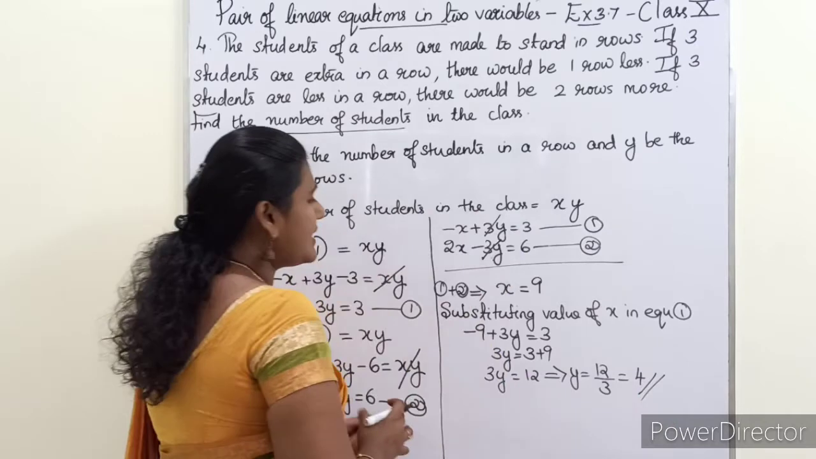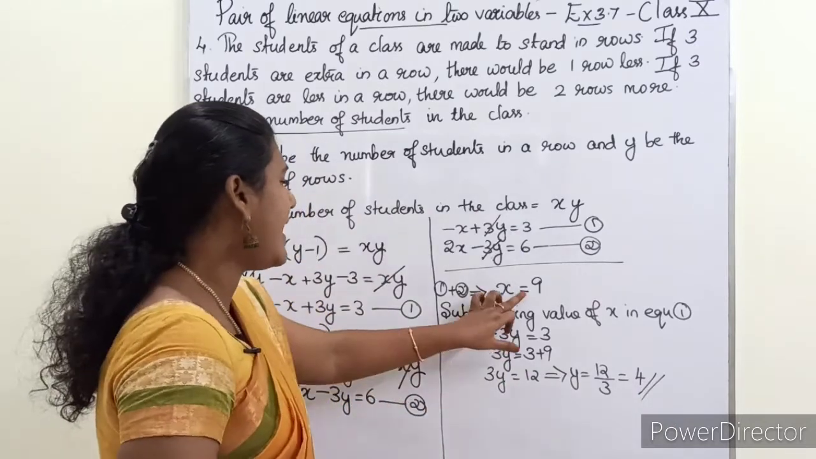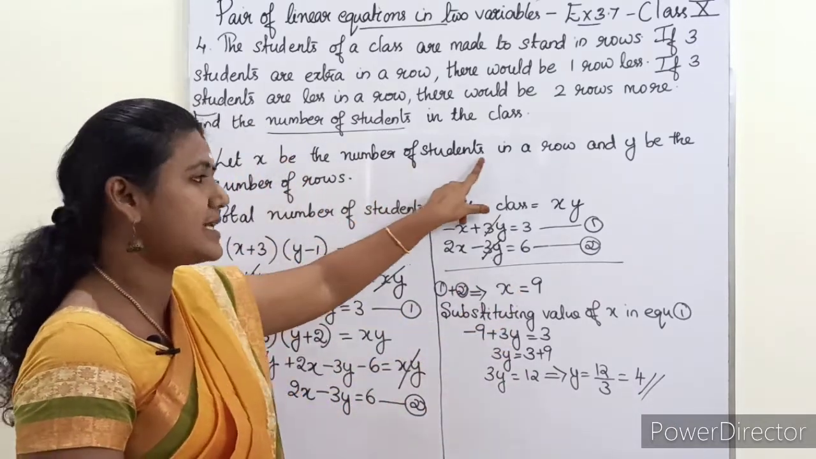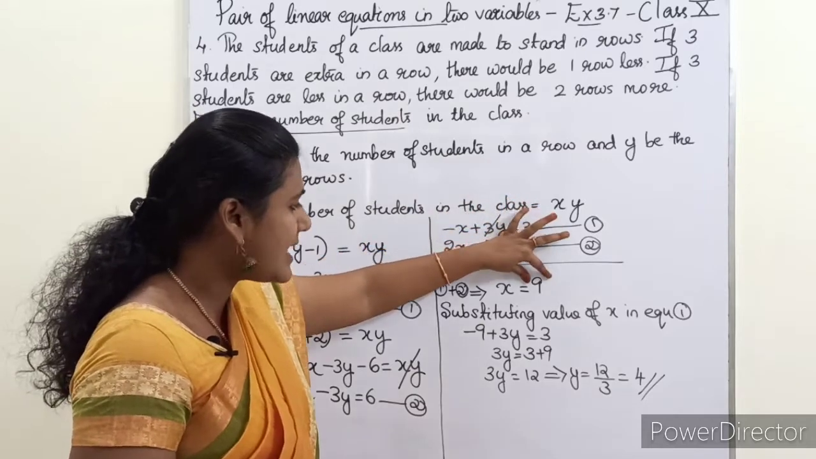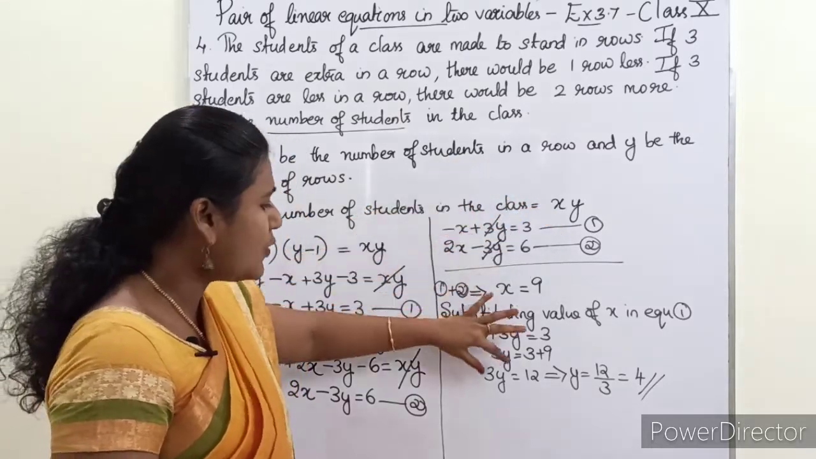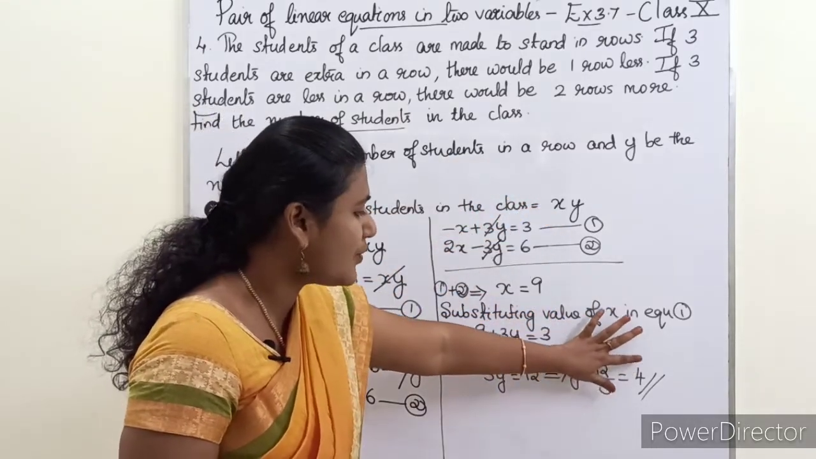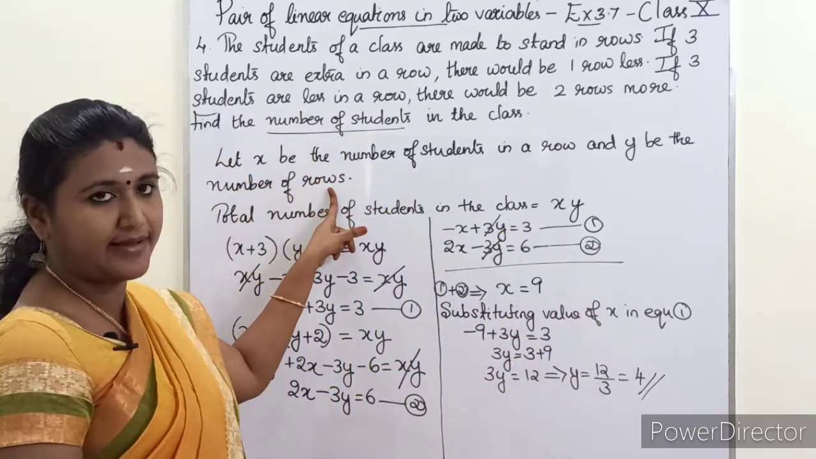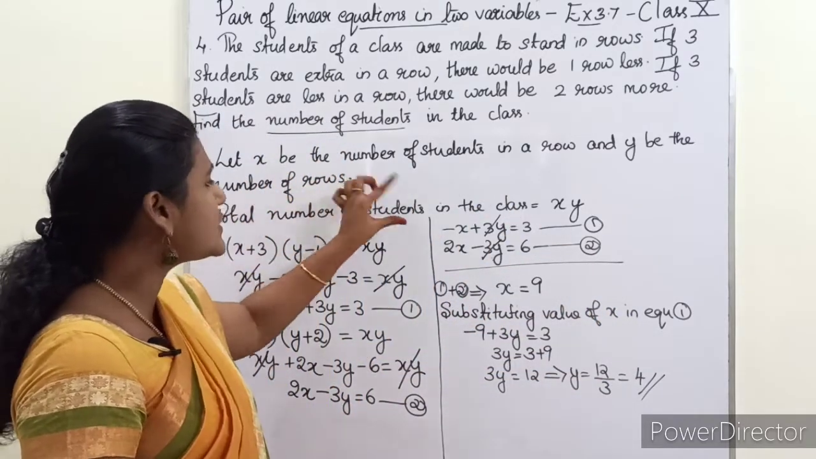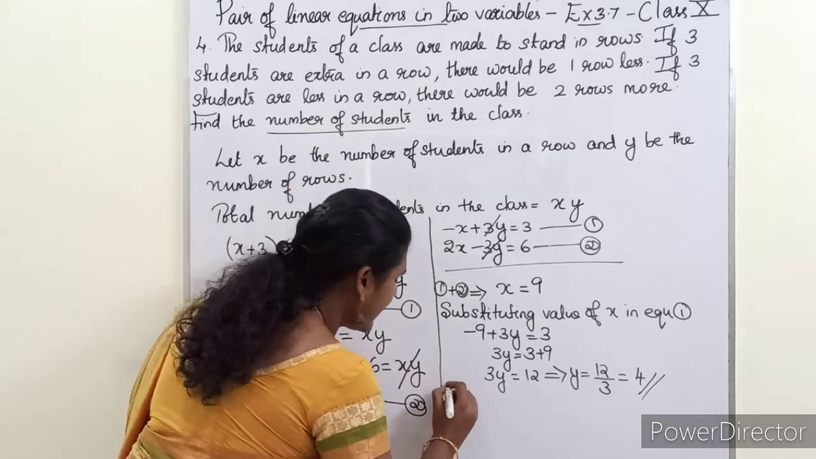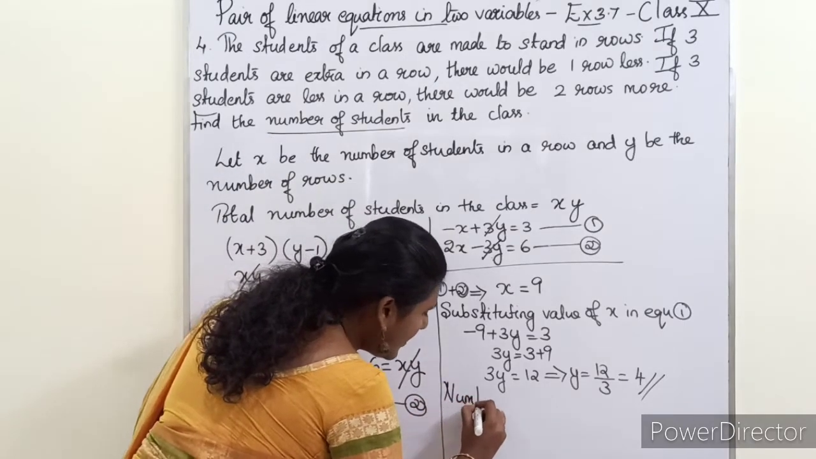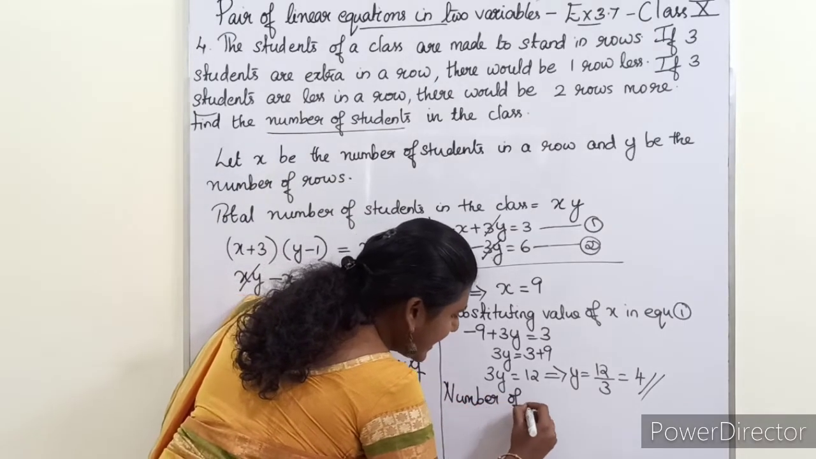So what we got is x is equal to 9. Actually x is the number of students in a row. So there are 9 students in a row and y is the number of rows, that is 4 rows are there. But what we have to find is the total number of students in the class. So we will find out the number of students in the class.